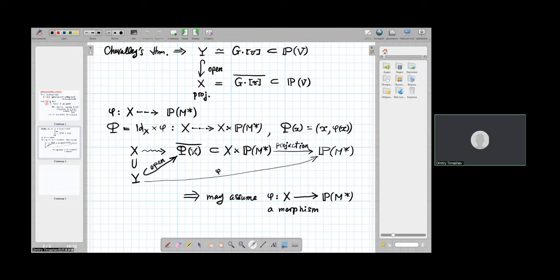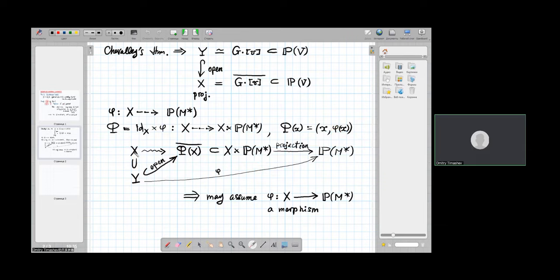But now we have a regular map, a morphism, from this variety onto the projective space P of M dual, right? Because this variety is contained in here, and here you have just a projection map, which is a morphism. And if you restrict this projection map on Y, which is embedded in this guy by this formula, so when you restrict the projection onto the second factor, you just get the map small phi. This makes this diagram commute. Okay?